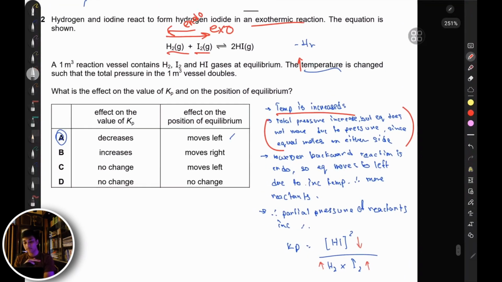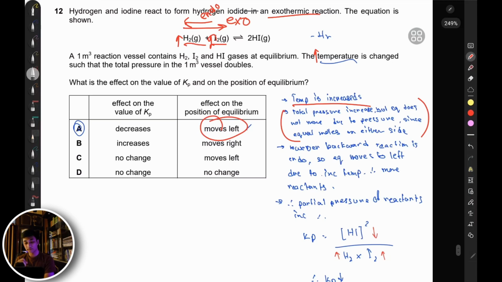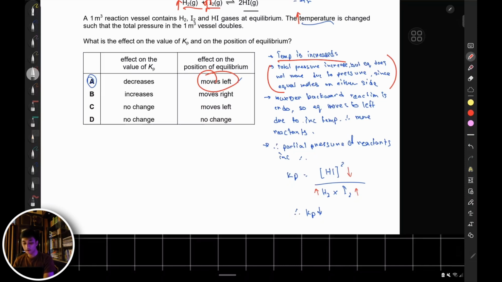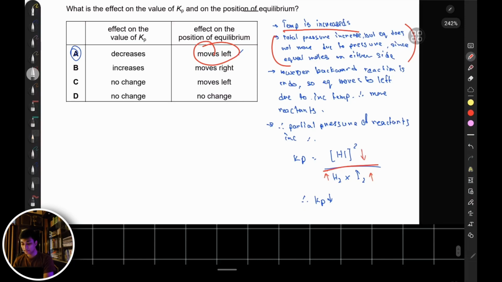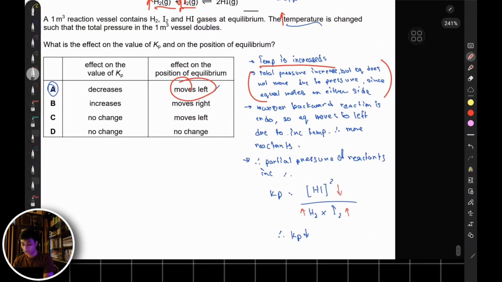So the backward reaction is helped and more reactants will be produced. So the effect on the position of the equilibrium: it moves to the left. As mentioned, the backward reaction is helped. And the effect on the value of the pressure constant, Kp. If we write the pressure constant, the product HI squared over the reactants, hydrogen and iodine.